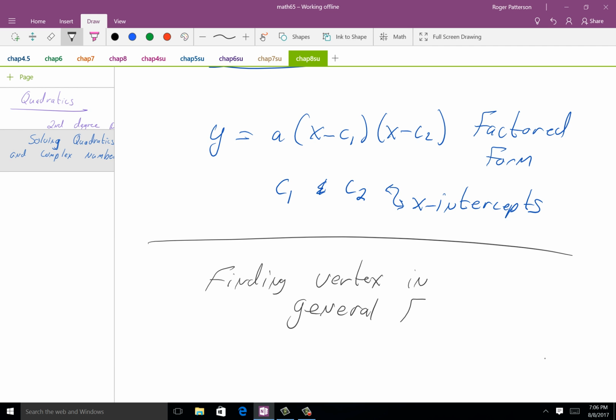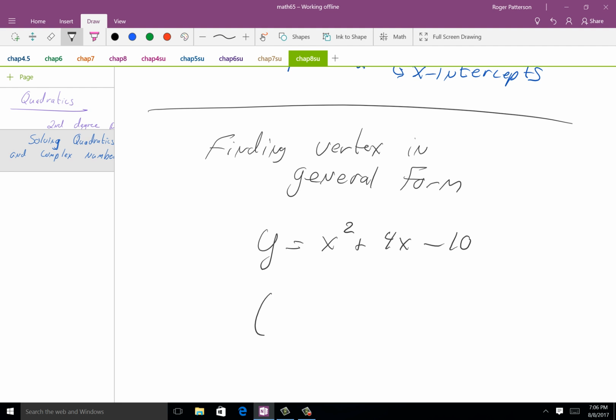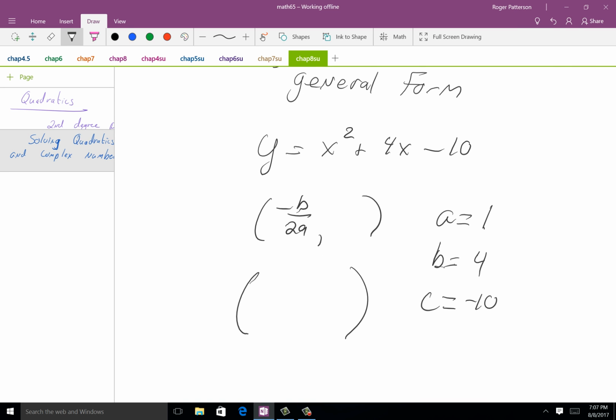Now you can always graph it, but again, if I don't have Desmos, how am I going to do it? So I have y equals x squared plus 4x minus 10. I want to find the vertex of that. Here's what I do. I go negative b over 2a finds the x coordinate. So a, b, I really don't need c, but I'll do it anyway. A is 1, b is 4, c is negative 10, just like the quadratic formula. That does not change. I'm going to go negative b, so that's negative 4 over 2 times 1.